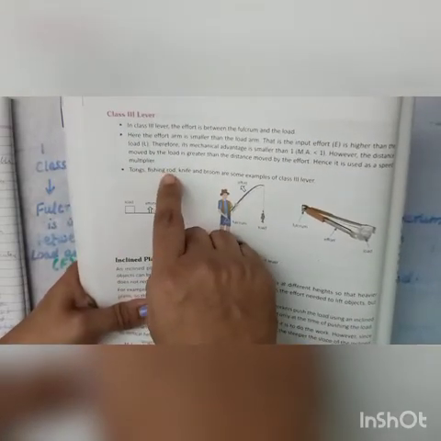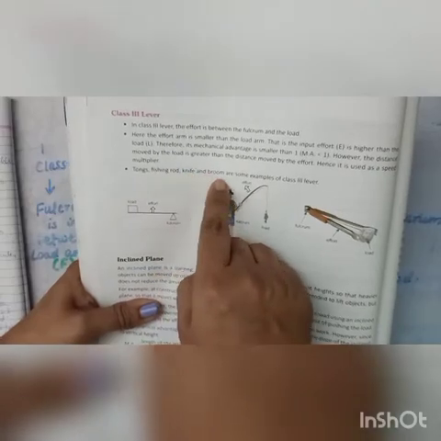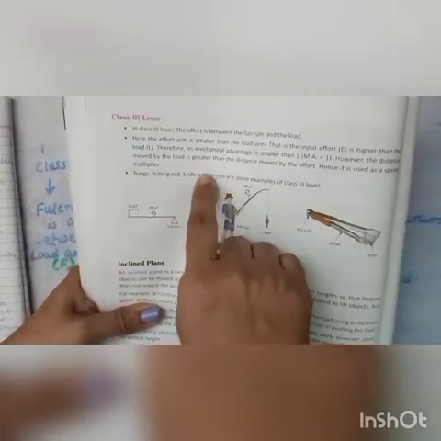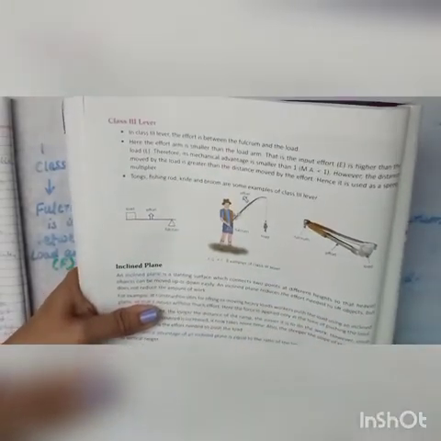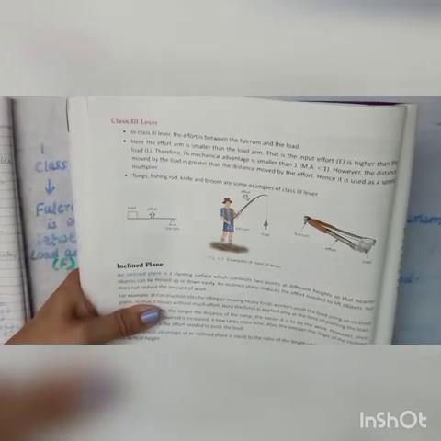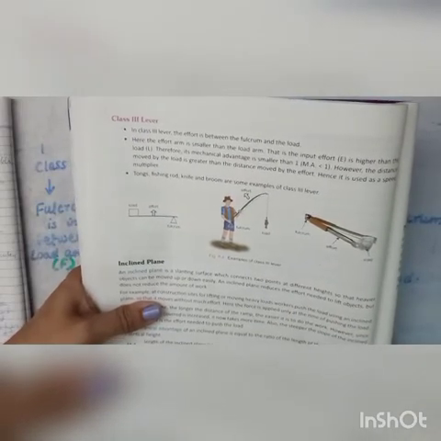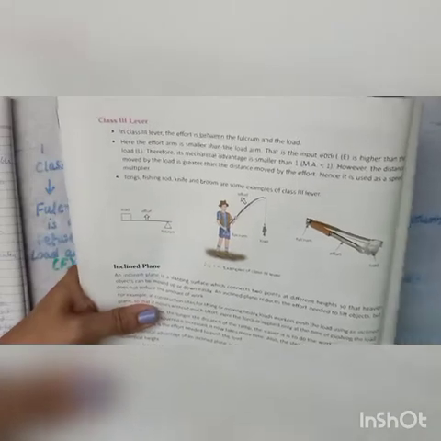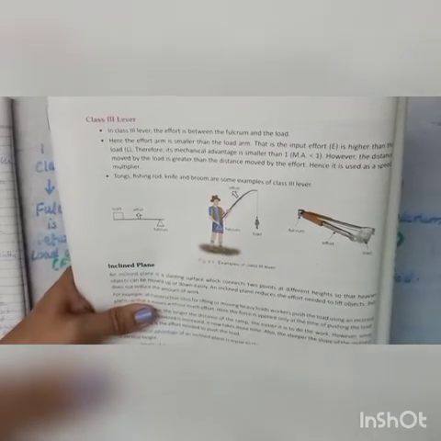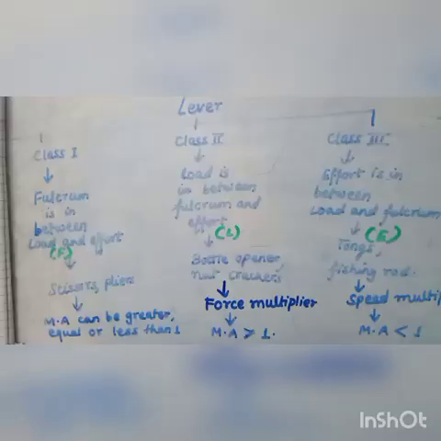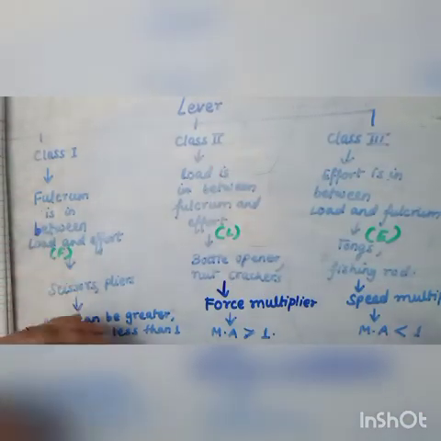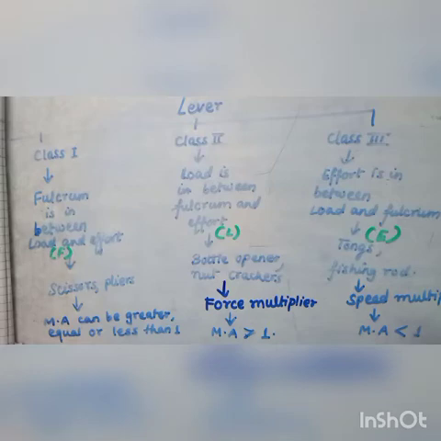Now tongs, fishing rod, knife and broom. Broom मतलब क्या, झाड़ू. Okay, they are examples of class 3 lever. So let us just again write. Now you can see that all the points that are written here are covered, है ना.